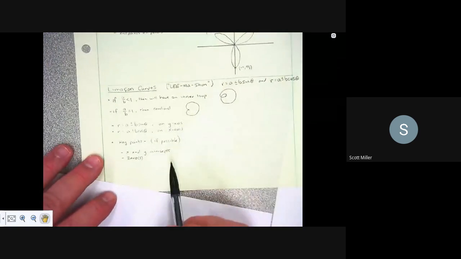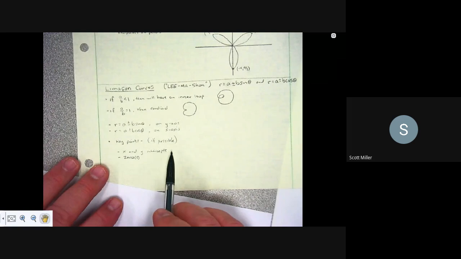Your key points, if you can find them, sometimes it's harder to find, is basically look for all the intercepts. Look for the x and y intercepts, the zeros, that's what you're looking for, if possible. Right, sometimes the zero might be hard to find.